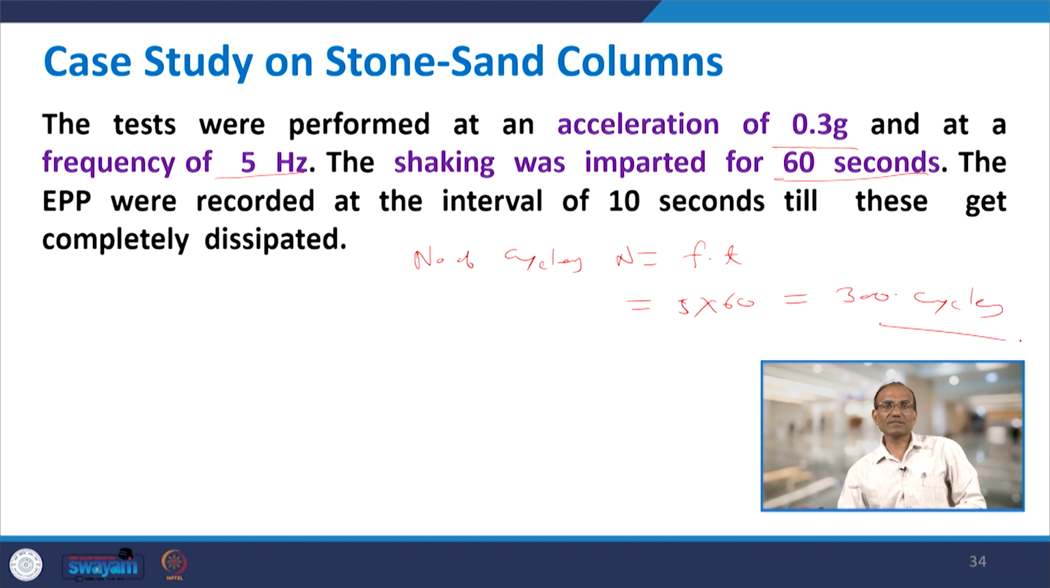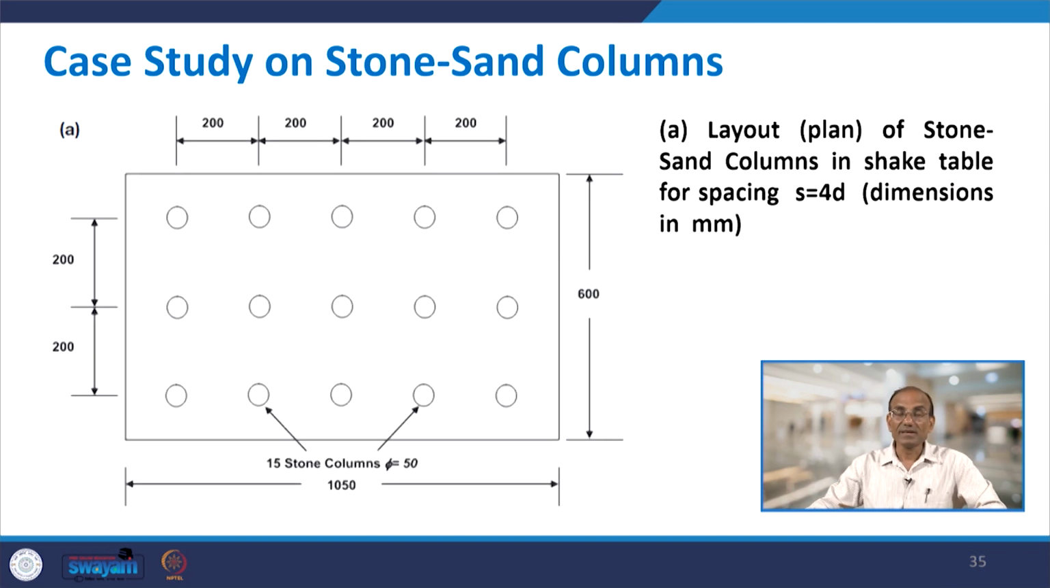The excess pore pressures were recorded at the interval of 10 seconds till they got completely dissipated. So, the results are presented in the similar way as we discussed for the Solani sand in the last case study. This is the arrangement shown for the stone sand columns. In this case, the total length of the tank is roughly 1050 millimeter, all the dimensions are in millimeter. Here the center to center spacing is 200 mm in both the directions.